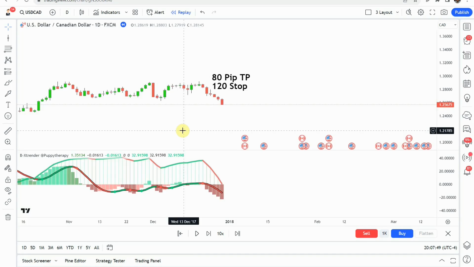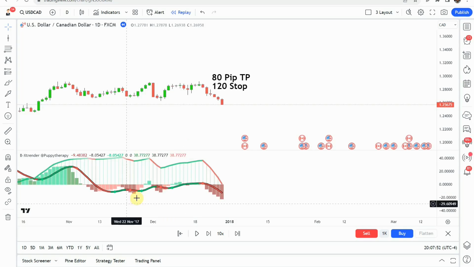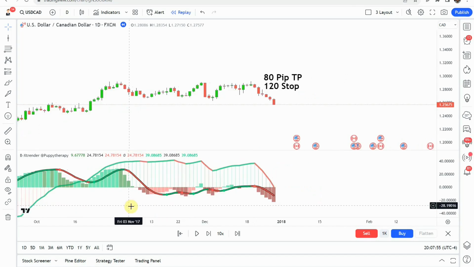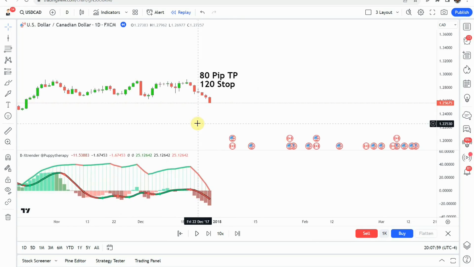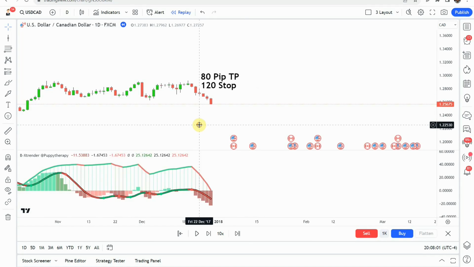Okay, so today we are testing the Xtrender indicator. You can see here on the bottom of the screen. This indicator has a few different things going on with it. The source video claimed that this was one of the best buy-sell signal indicators on Tradingview.